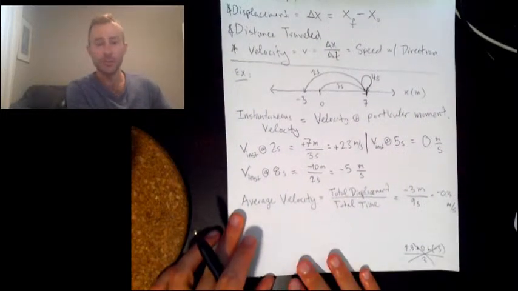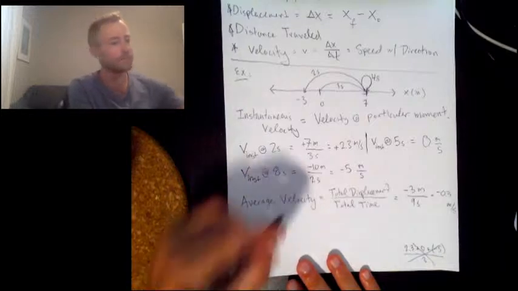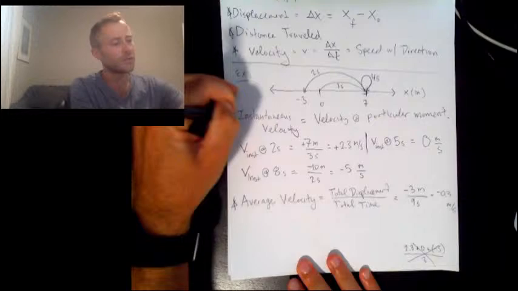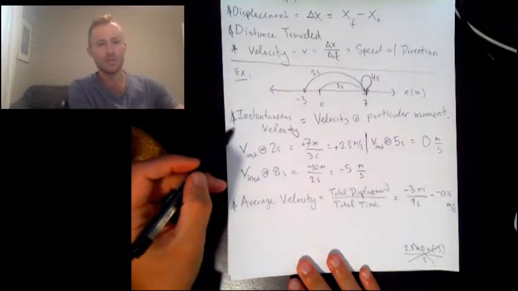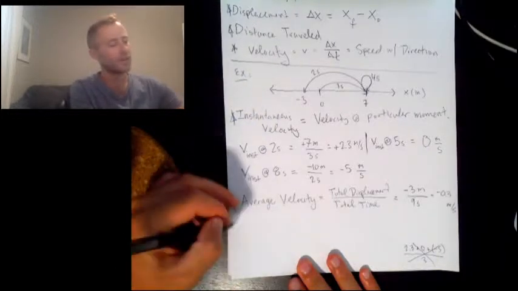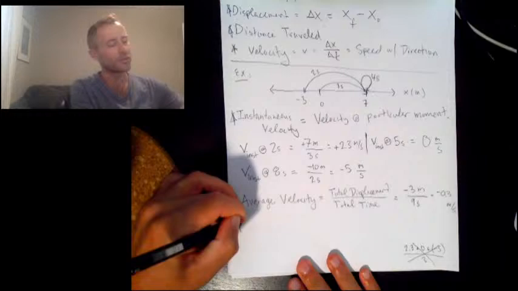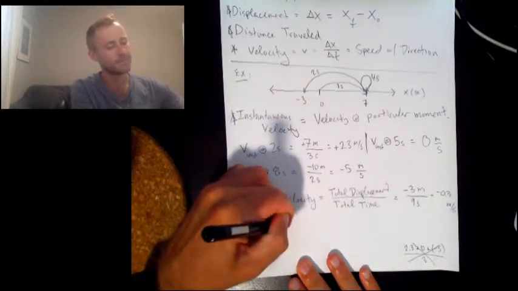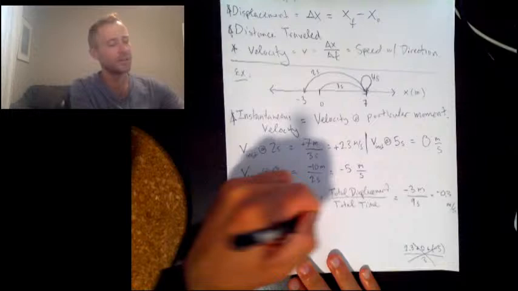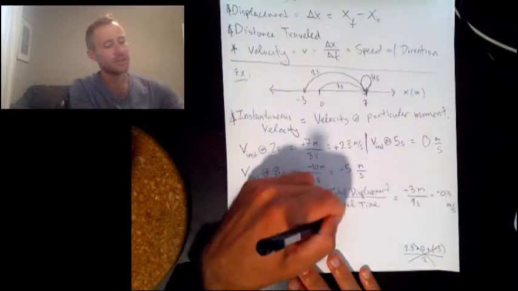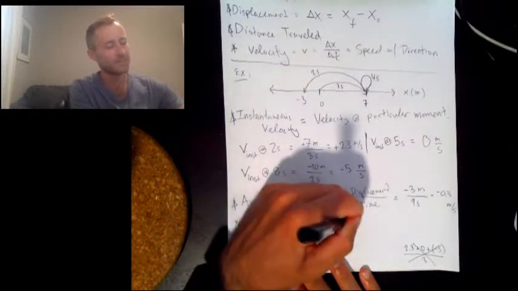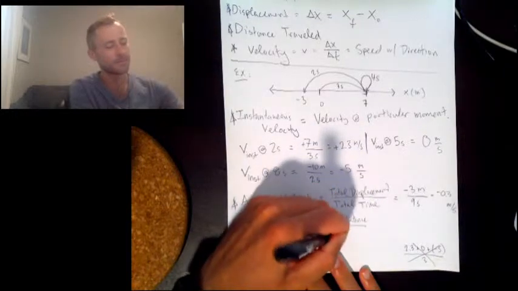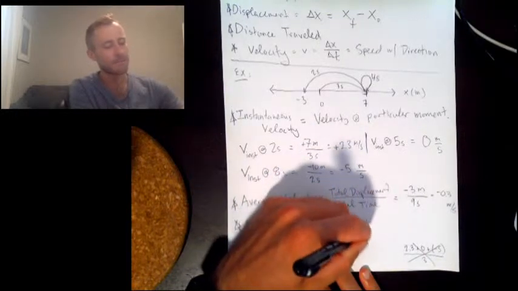So that leads me to the next concept. So we have two new concepts today. We have instantaneous velocity, average velocity. Now let's talk about average speed. Average speed is total distance traveled over total time. Okay?